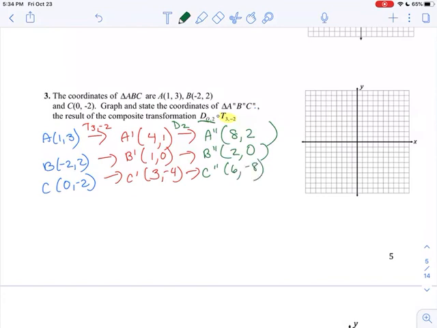Now let's do B prime. 1 times 2 is 2. 0 times 2 is going to stay 0. 3 times 2 is 6. Negative 4 times 2 is negative 8.